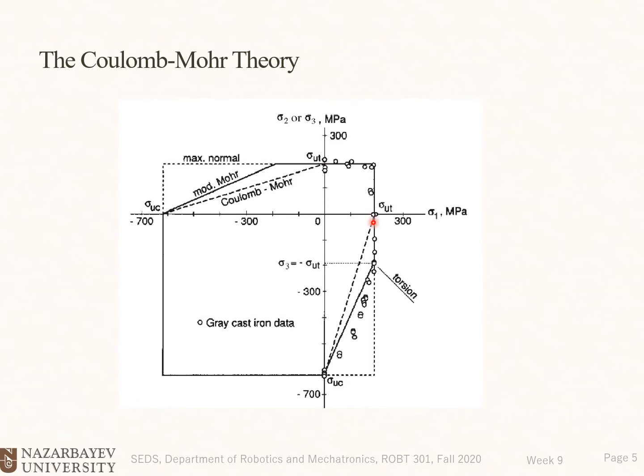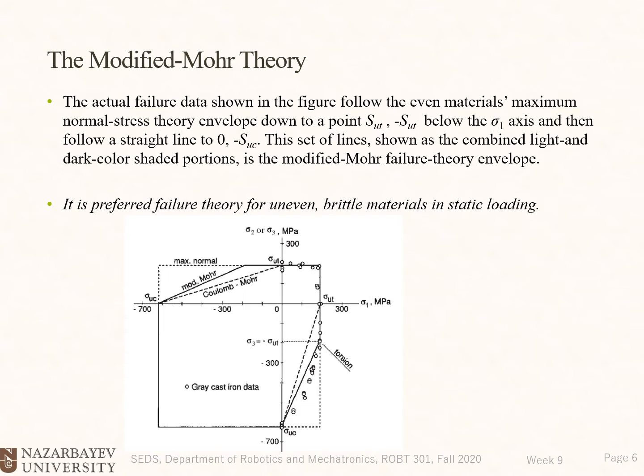And this one is exactly the same. The Coulomb-Mohr theory is more conservative, but the modified Mohr theory is more accurate. And this is all based on the experimental data. The modified Mohr theory is created and observed based on empirical data. The actual failure data shown in the figure follow the even material's maximum normal stress theory envelope down to the point of SUT minus SUC below the sigma 1 axis, and then follow a straight line to 0 minus SUC. Okay, so we are following this line.